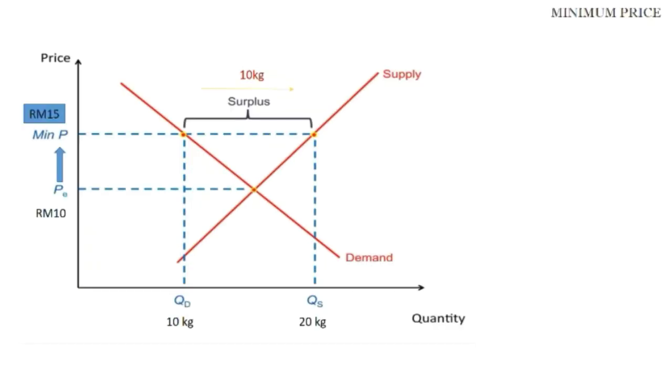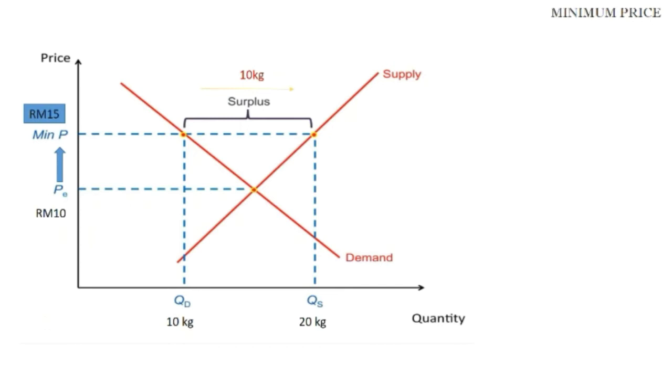For example, the market price for 1 kg of banana is 10 ringgit. When the government fixes the minimum price at 15 ringgit per kg, the sellers cannot sell 1 kg of banana lower than 15 ringgit. So, the surplus occurred amounted to 10 kg of banana.